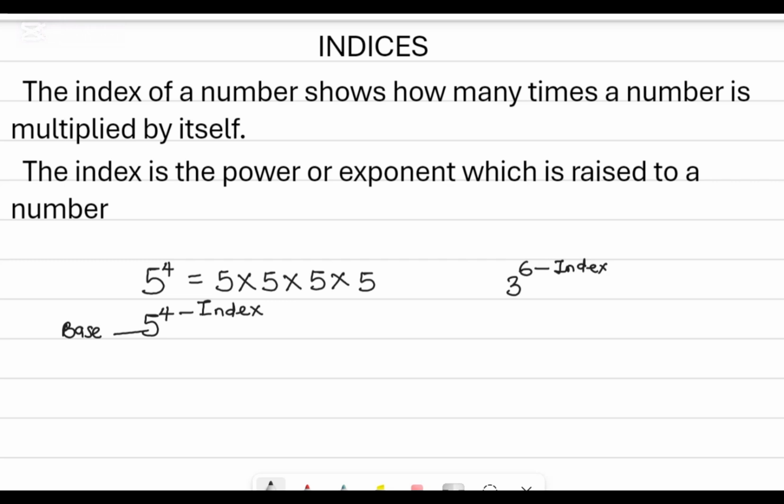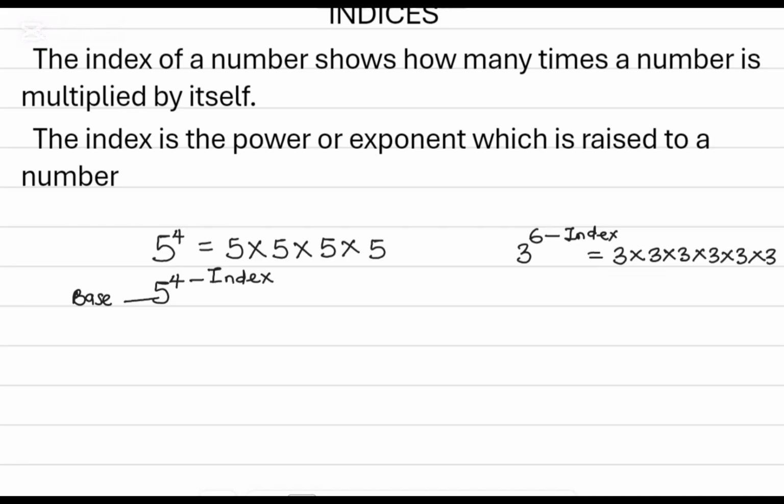And again, the index is simply telling me that I should multiply this 3 in 6 places. 3 times 3 times 3 times 3, the fourth one, times 3, the fifth one, and then times another 3, which is the sixth one. So that's what the index means. Please take note that the word index is a singular form of indices. So if I say index, I'm talking about singular, and if I say indices, I mean plural.